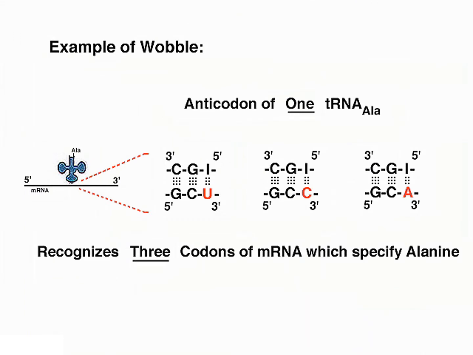This is just an example of wobble where this tRNA for alanine, so the anticodon of 1 tRNA alanine, and these are all recognized then as specific for alanine. And here we have IU, here we have IC, and here we have IA.